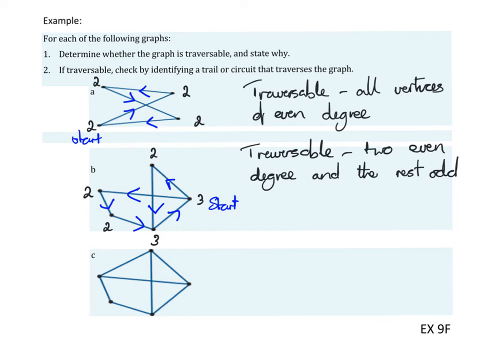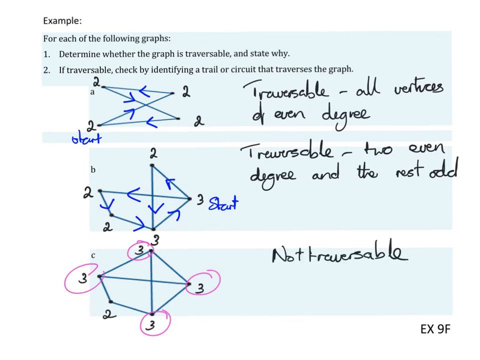So let's do the last one here. And again, we'll start off by working out the degree on every vertex. So we have 3, we have 3, we have 2, we have 3, and we have 3. So we've got 1, 2, 3, 4 odds. So it doesn't fit into any of those criteria that we talked about, and they were all even degrees or 2 odd and the rest even. So because we have 1, 2, 3, 4 odd, then my graph is not traversable, and I therefore can't find a trail or circuit through it.